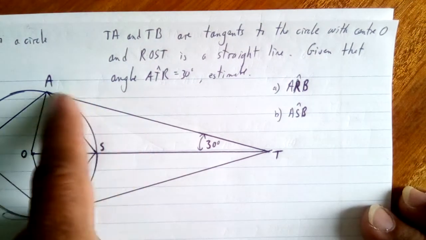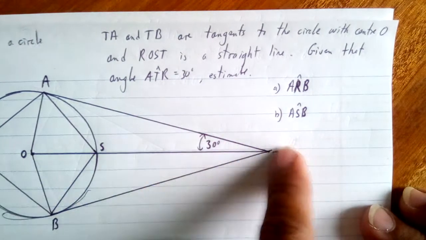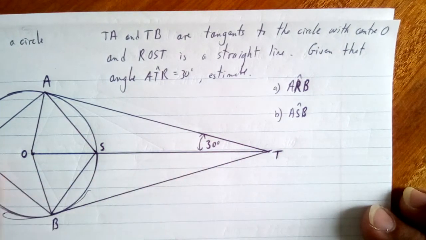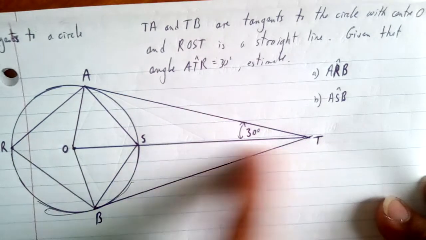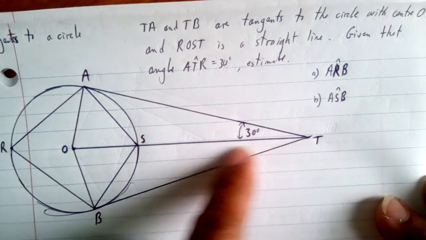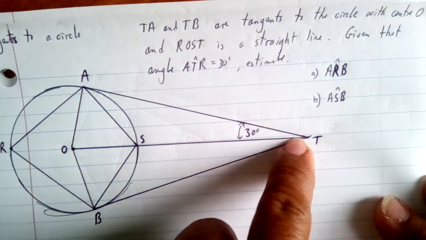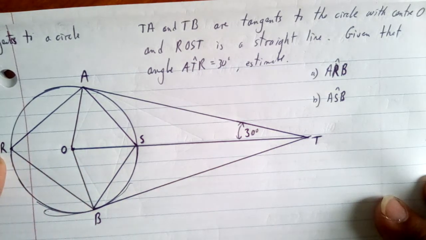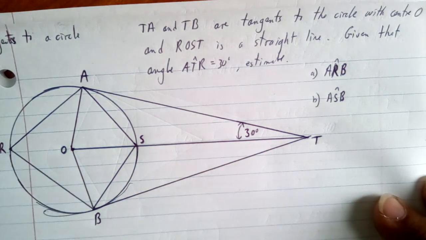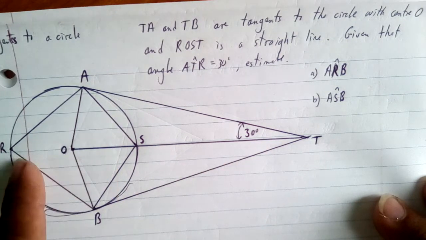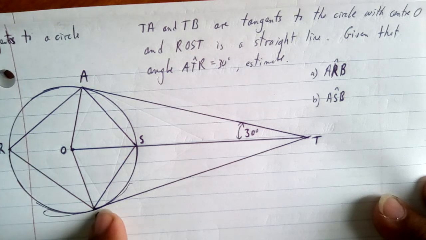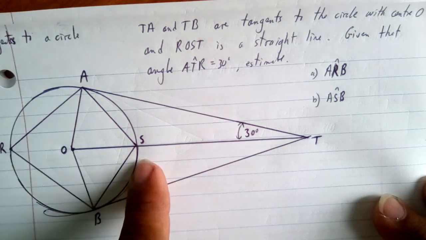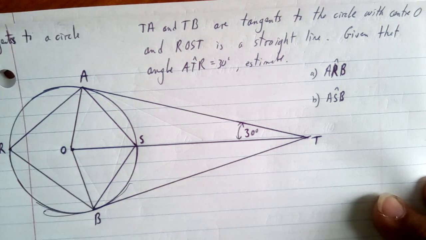Given that angle ATR, which we have here, is equal to 30 degrees. Despite the line not reaching there, it is telling you that this line would reach to the R. Okay, 30 degrees. We are to find ARB and ASB. So let's start.